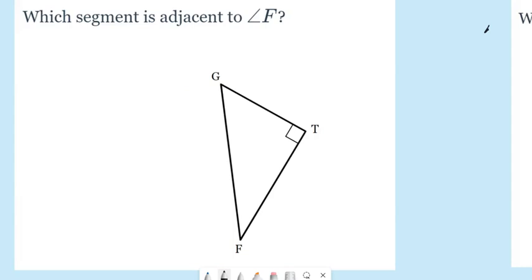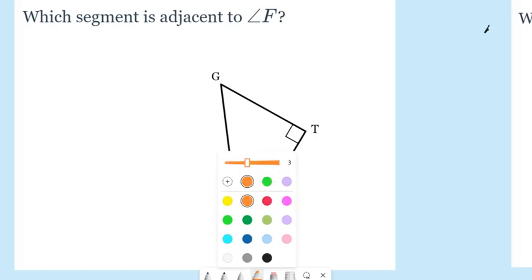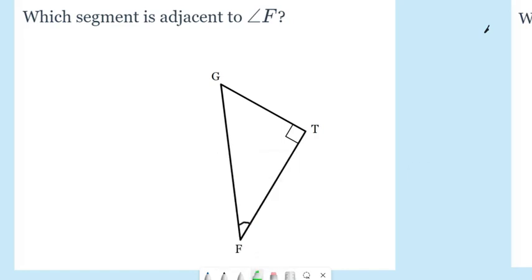First question asks us what segment is adjacent to angle F. So angle F, we're going to be looking from right here. And which one's adjacent, or which one's next to, that's not the hypotenuse? Well, the hypotenuse is GF, so this is going to have to be FT. So which segment is adjacent to angle F? Well, that's going to be segment FT.